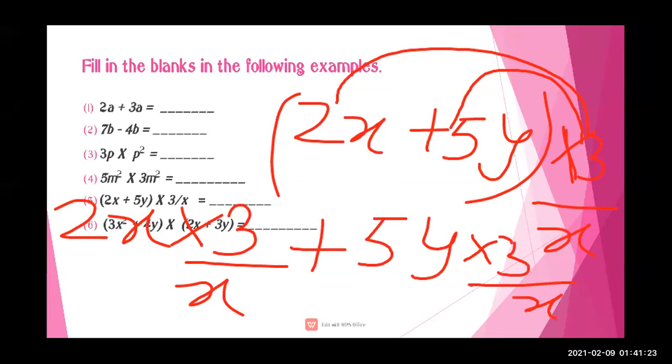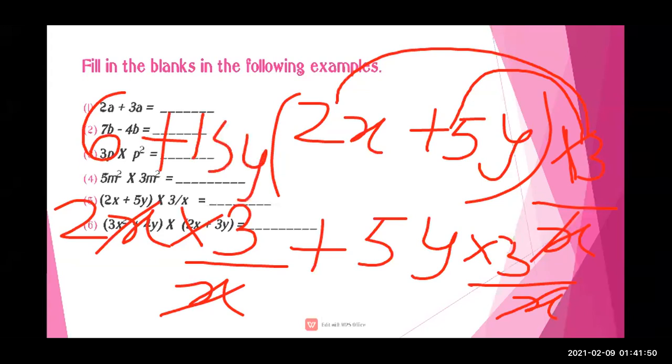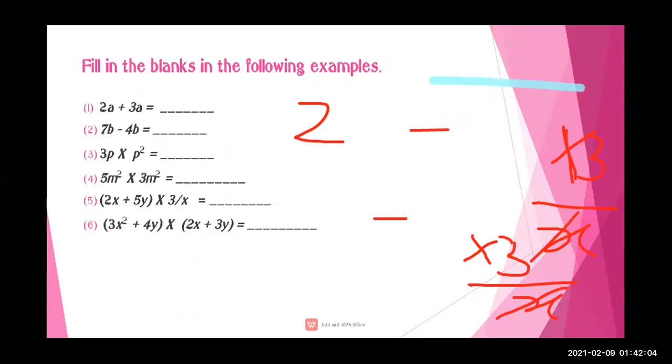Is it clear? Have you understood the first step? So here x and x will cut, what will remain? 2 into 3, so 2 3s is 6, plus. Now this x and this x will cut. What will remain? Only 5y into 3. So 5 3s is 15 and y as it is. So here will be 15y. The answer which you should get will be 6 plus 15y.